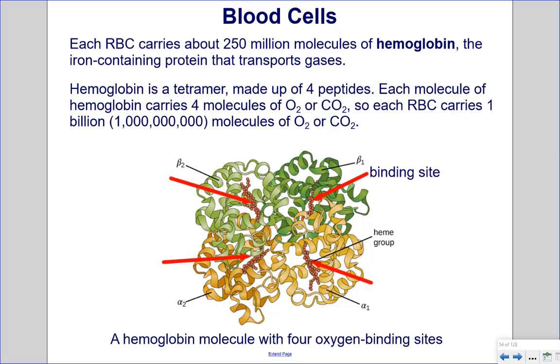Blood cells. Each red blood cell carries about 250 million molecules of hemoglobin, the iron-containing protein that transports gases. Hemoglobin is a tetramer, made of 4 peptides. Each molecule of hemoglobin carries 4 molecules of oxygen or carbon dioxide, so each red blood cell carries 1 billion molecules of oxygen or carbon dioxide. Pictured here is a hemoglobin molecule with 4 oxygen binding sites. The oxygen binding sites have the heme group, the iron that binds to the oxygen.